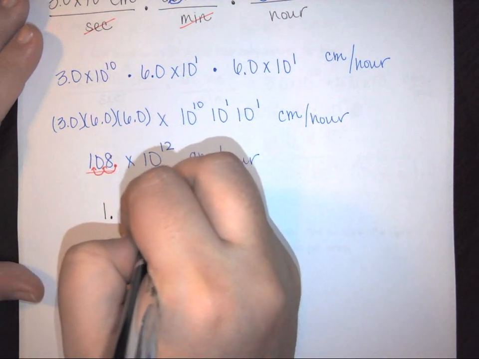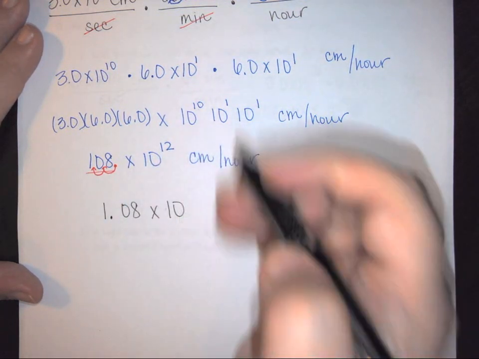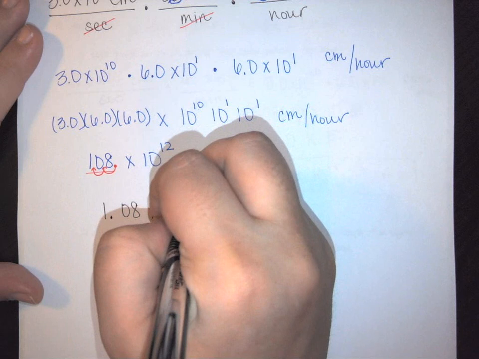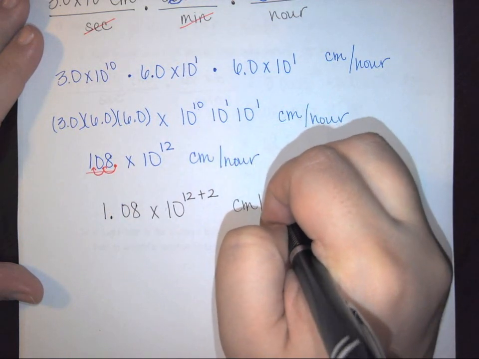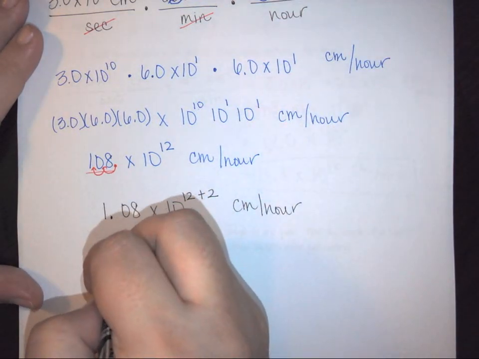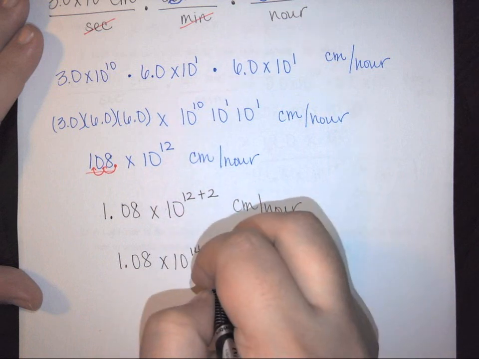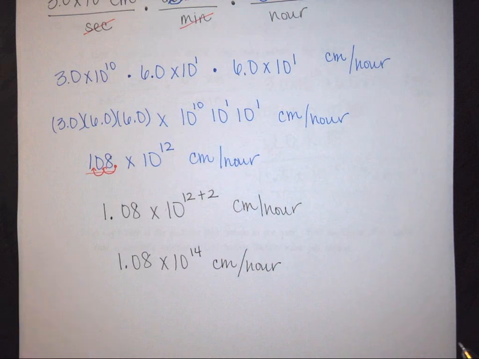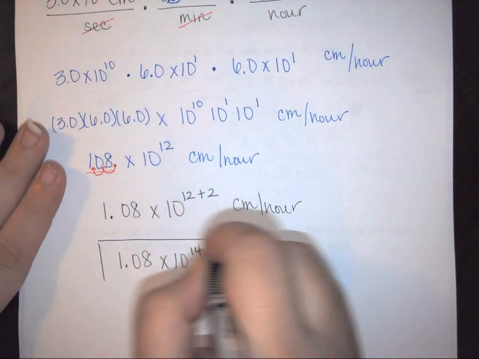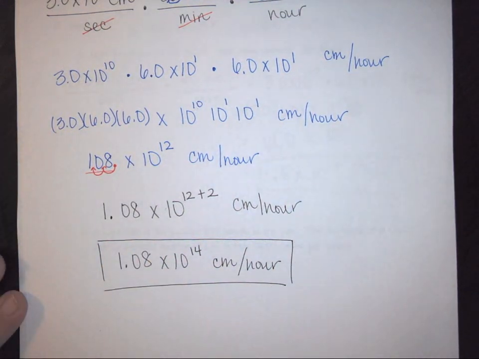So my overall answer is going to become 1.08 times 10. We moved it twice, so I have to add 2. So this is going to be 12 plus the 2 additional, centimeters per hour. In other words, 1.08 times 10 to the 14th centimeters per hour. And of course we could keep going depending on what unit you wanted to use, but this would be the second one that we were looking for.